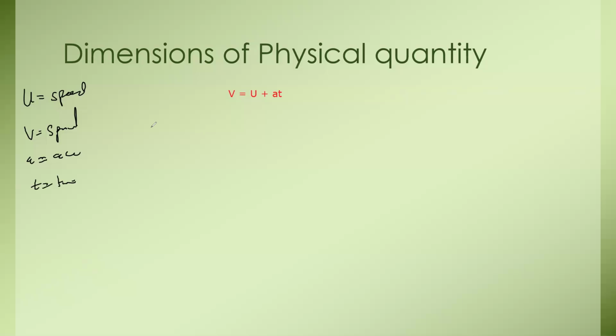So first, we will write the units. What is the unit of speed? Meter per second, ms minus 1. This is U, ms minus 1 or meter per second. What is the unit of acceleration? It's meter per second square. And what is the unit of time? Second. Is it clear? I just wrote the units for each quantity: unit of V, unit of U, unit of A, and unit of T. Any doubt till this point?